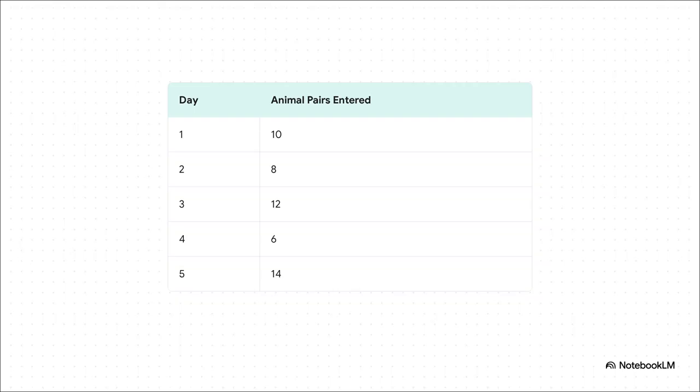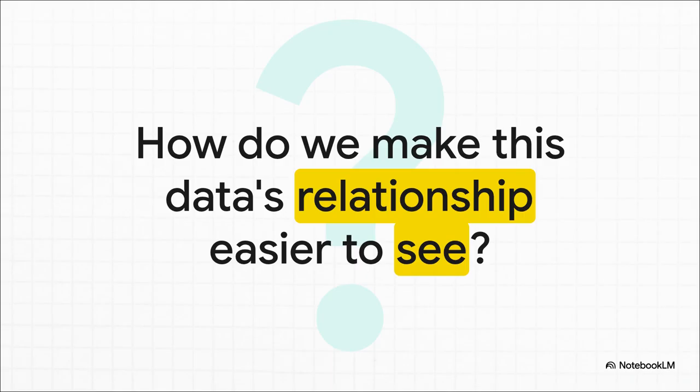Okay, so here's some data for the story of Noah's Ark. This table shows how many pairs of animals got on the ark each day. Day 1, 10 pairs. Day 2, 8 pairs. Day 3, 12. We can read the numbers, sure, but the relationship, the story in the data, it doesn't really jump out at you, does it? So, how do we fix that? How can we make the pattern in this data just pop so our brains can process it instantly? Well, we have to tell a visual story.